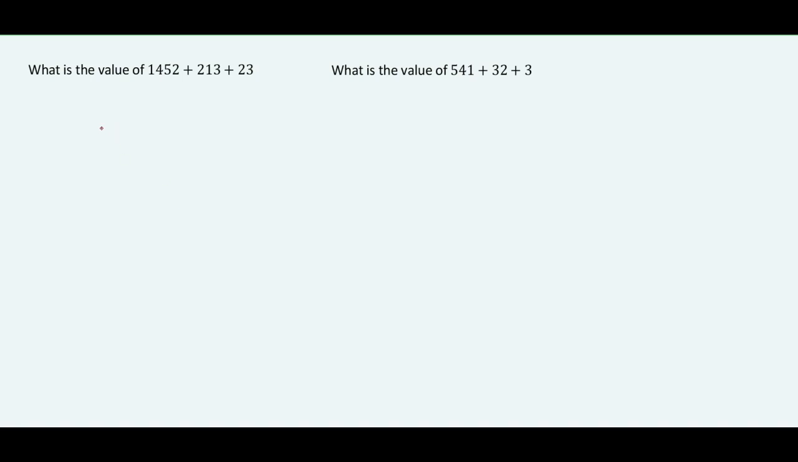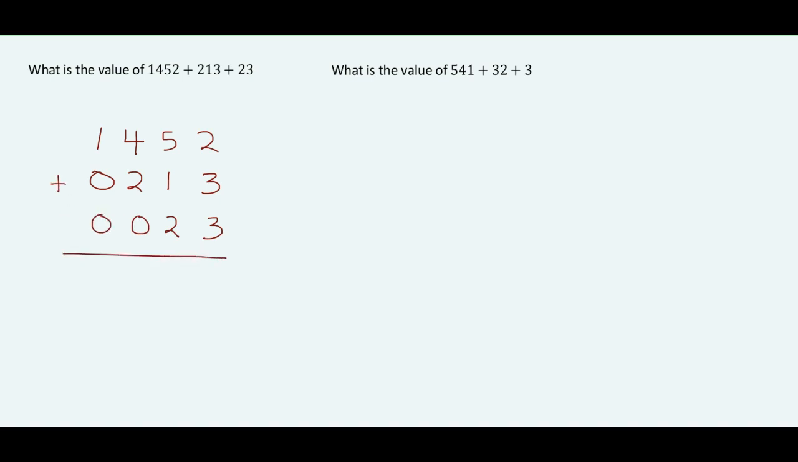Now we have 3 digits, so let's get started with that. So we have 1, 4, 5, 2. Now we have 213, so 3 is in the ones position, 1 is in the tens position, and then 2 is in the hundreds position. There's no number in the thousands. I'm going to replace that with a 0. Now we have 23, so 3 in the ones position, 2 in the tens position, and then we replace all other positions with a 0.